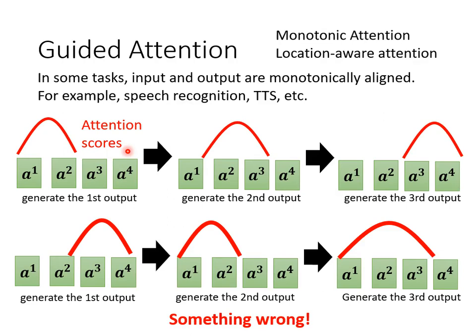How should we do this? I put some keywords here for everyone to Google, for example, monotonic attention or location-aware attention. This part is also a big pit. I won't go into details and will leave it to everyone to study.